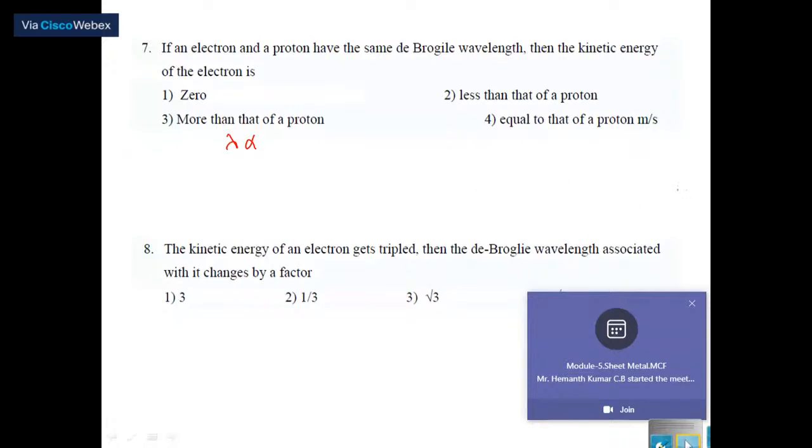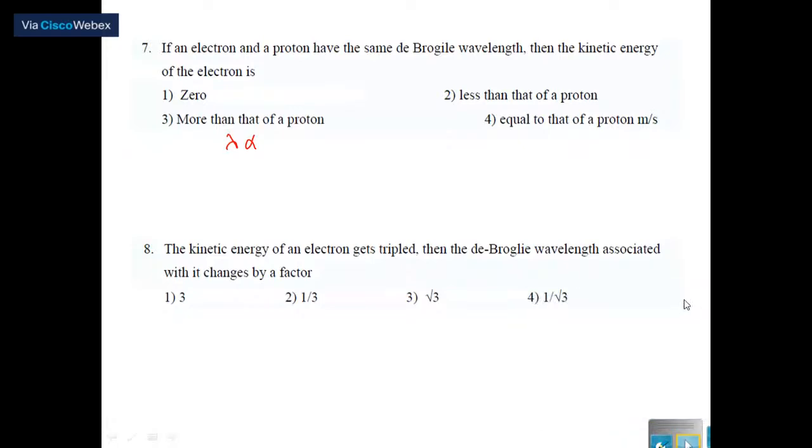So the electron and proton have the same de Broglie wavelength. Therefore, what is the kinetic energy of the electron? Lambda of the proton equals lambda of the electron. What is lambda for the proton? h over root of 2 m_p E_p, which is equal to h over root of 2 m_e E_e for the electron.